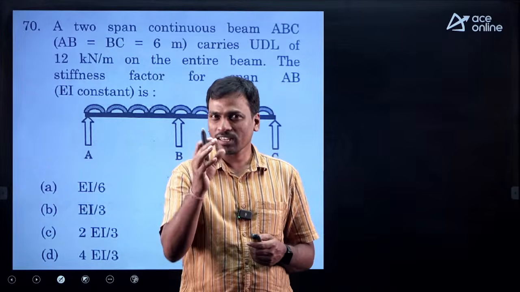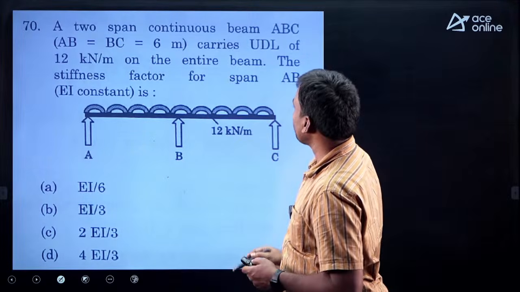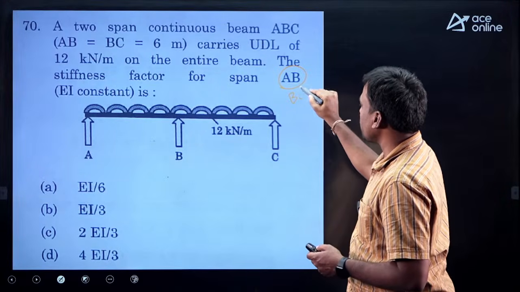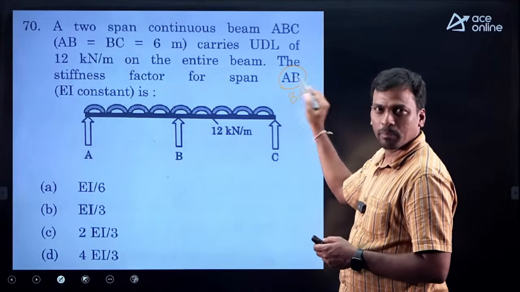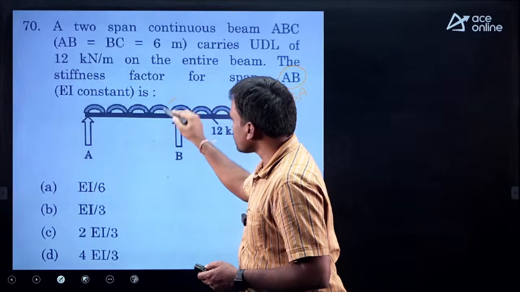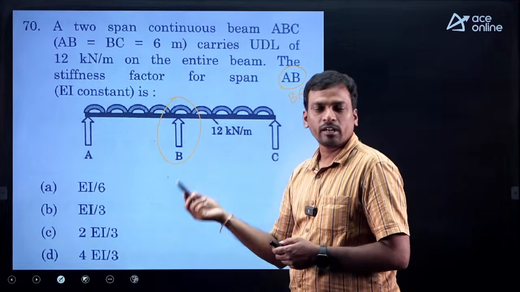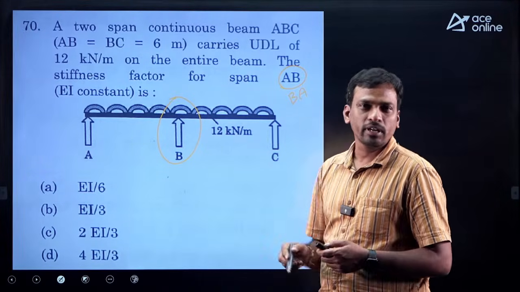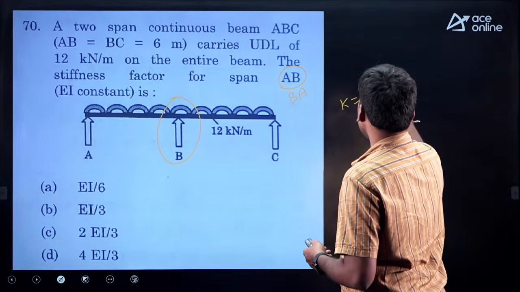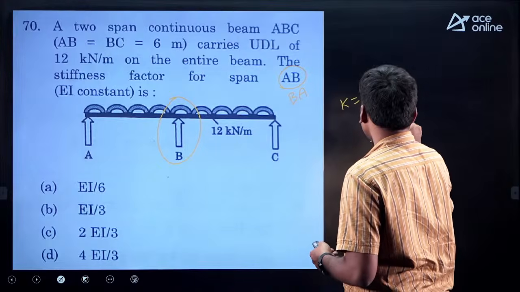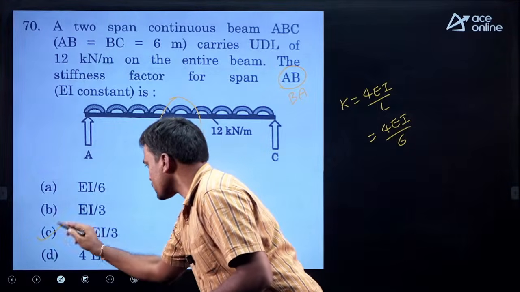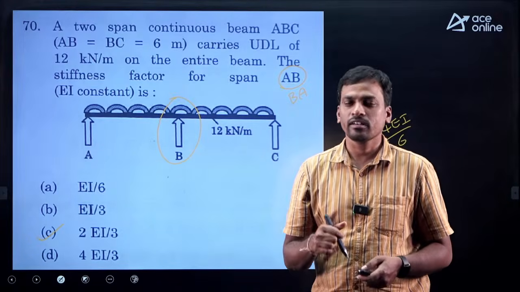Hi students, a small correction in structure analysis. Given the stiffness factor for member AB, I thought this is BA. The given solution is for member BA, but it is not BA, it is AB. So if it is AB, this is the intermediate support, right? For the intermediate support, it is 4EI by L. So stiffness equals 4EI by L. The span is given as 6. Then option C is correct. Okay, thank you.